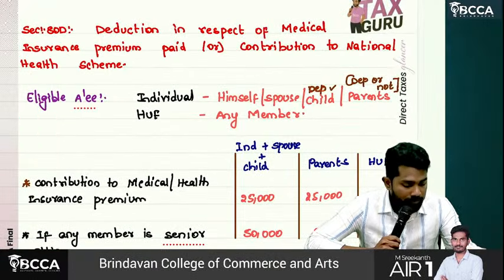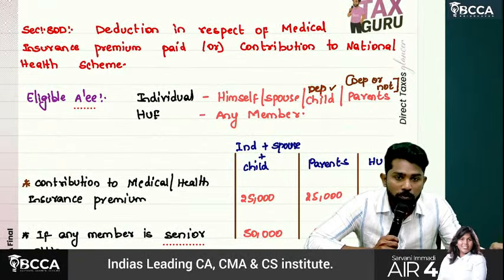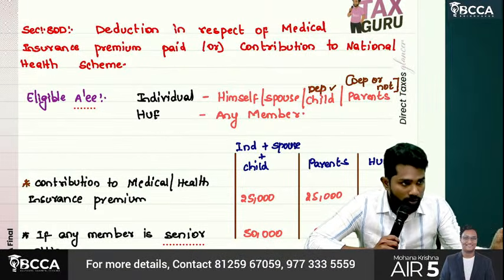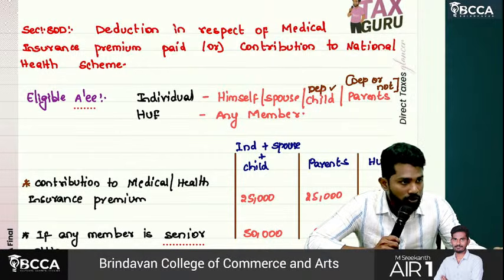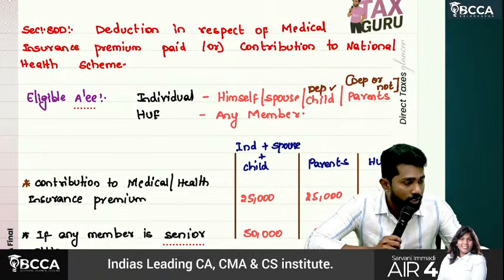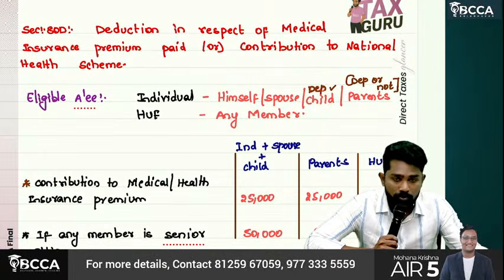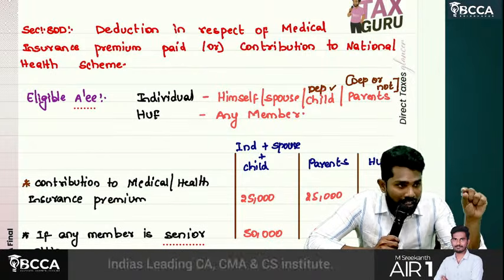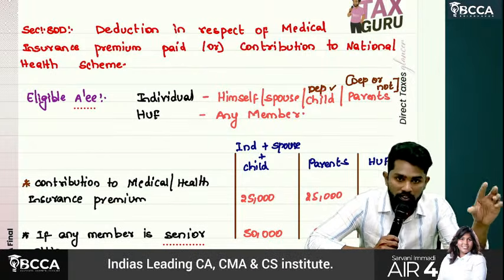Then 80D, medical insurance premium, contributions to national health scheme and preventive health checkup. Sir, what contributions can you make? Medical insurance premium or health insurance premium you can take. Contribution to National Health Scheme. And the third one, preventive health checkup. Okay. How much is allowed totally? For individual and his spouse and children together, 25,000.